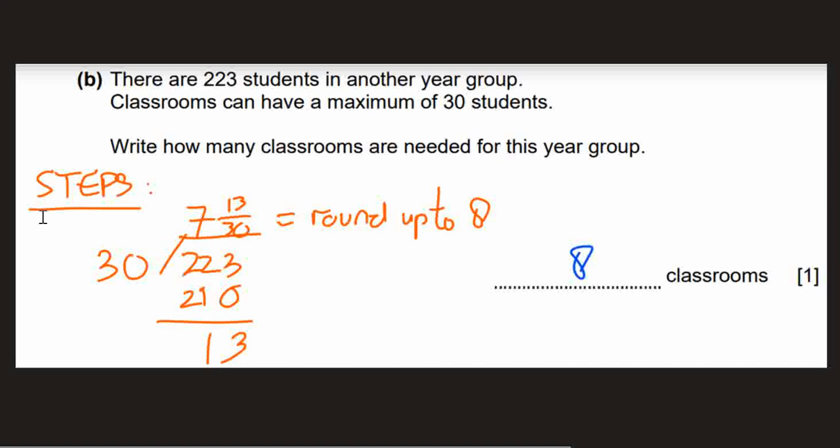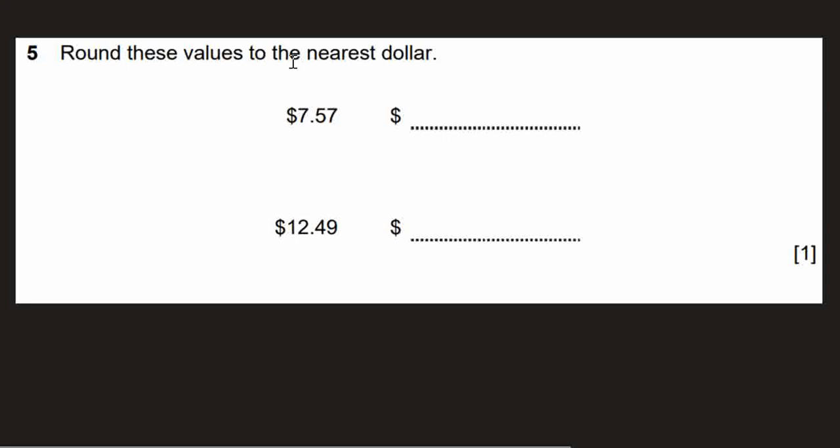Here is the answer and this is the explanation. You may pause the video for a while if you need to see the answers and mark scheme. Question 5. Round these values to the nearest dollar: $7.57 and $12.49. 1 minute from now.